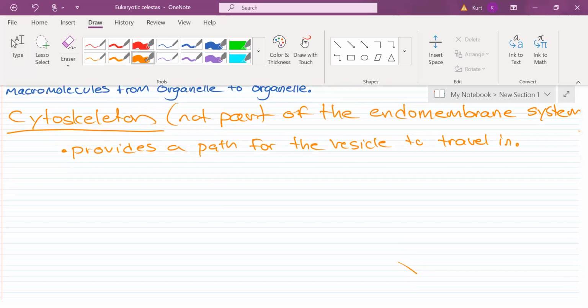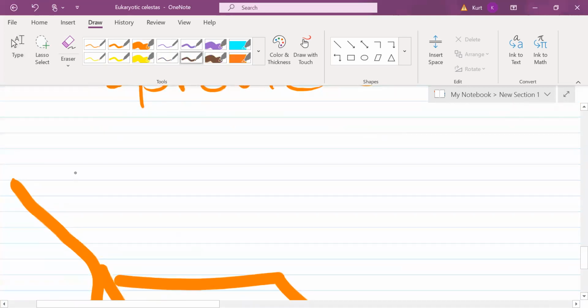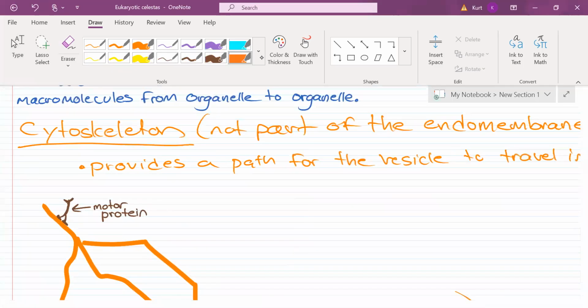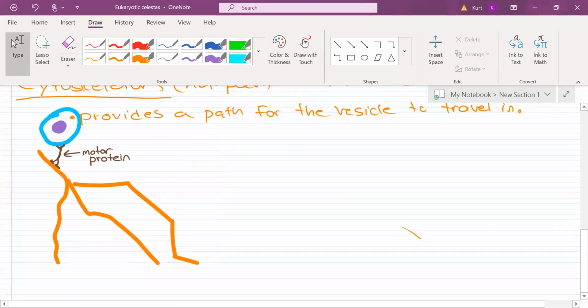Now, let's say we have a bunch of cytoskeletal filaments. We got a little filament going this way, we got a filament going that way, and we got a filament going this way. We're going to draw our little motor protein. This cute little guy. He's got two little feet. And as Grace Mary said, it was carrying a vesicle. So let's draw our vesicle. And inside the vesicle is the protein. So this motor protein needs to go the right way to get to the next stop on this tour of the cell in the endomembrane system.